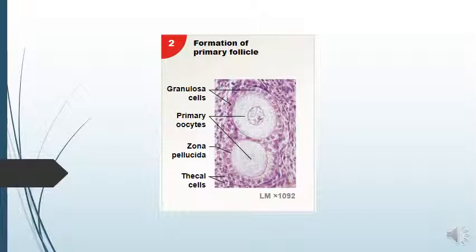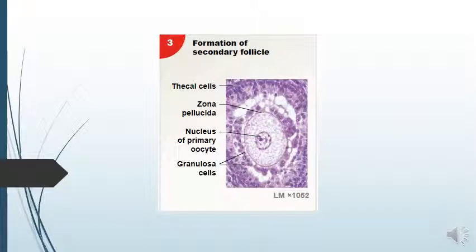As the granulosa cells enlarge and multiply, adjacent cells in the ovarian stroma form a layer of theca cells around the follicle. Theca cells and granulosa cells work together to produce sex hormones called estrogens. If we look at number 3, it's the formation of the secondary follicles.